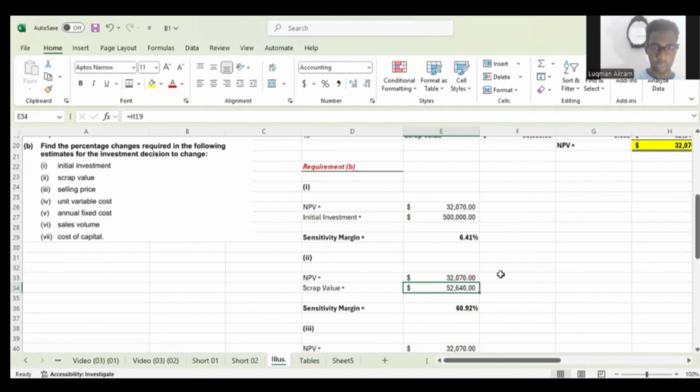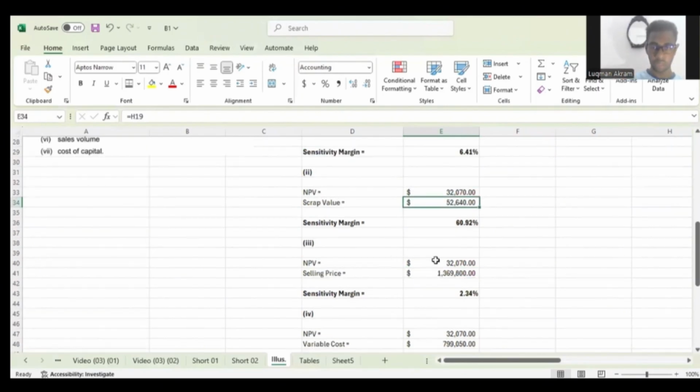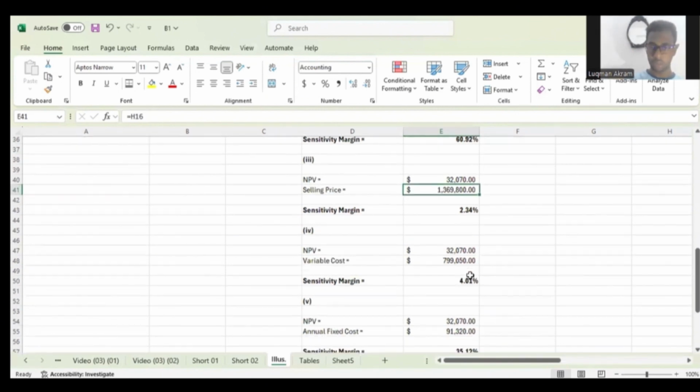And then similarly, the selling price, which is the sales revenue. So if the sales revenue drops by 2.3%, which is again 2.3% of selling price would be 32,070, the NPV would become 0. Same can be applied to variable cost.